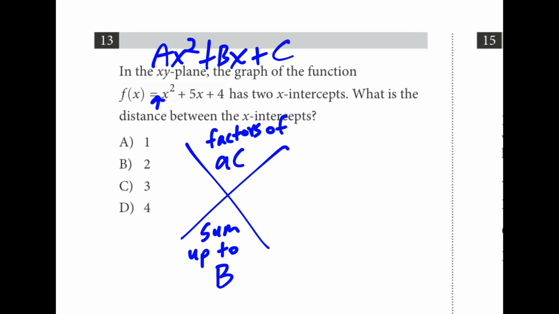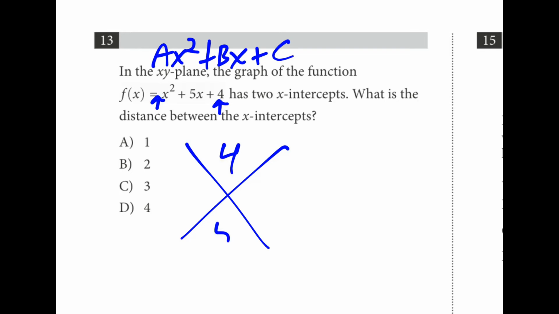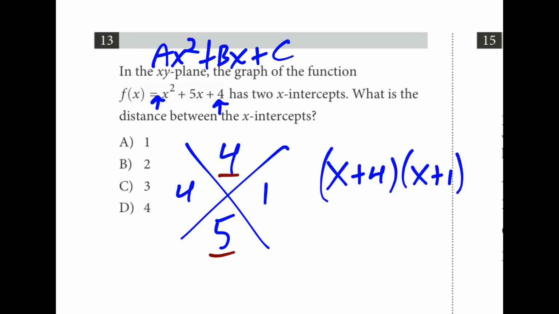So here my a value is 1. So that's just going to be the factors of 4. These are things like 2 times 2 or 4 times 1. And the question is, which one of these is going to add up to 5? 2 plus 2 or 4 plus 1? Because my b value is 5 here, so it's going to be 4 and 1. If you multiply them, you get this top value. If you add them, you get the bottom. You might have learned a different method to factor, but it should look like this when you're done.